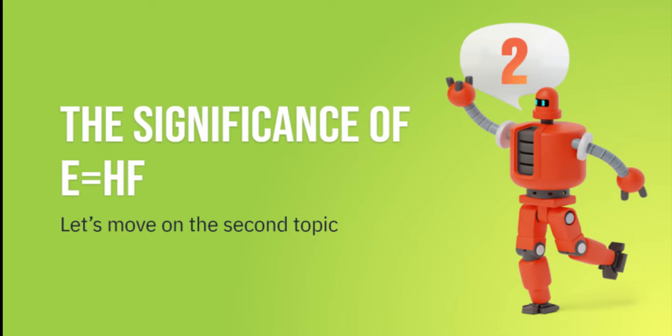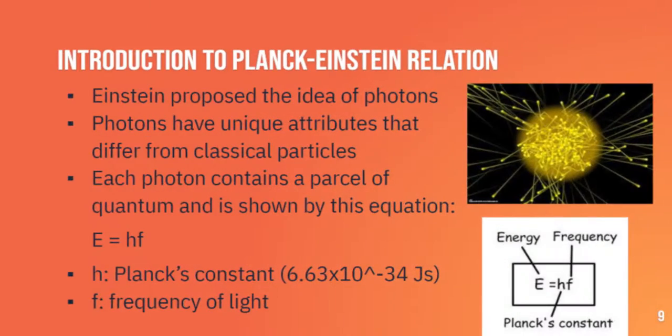Now I'm going to be talking about the significance of E equals hf. And the person of significance in this topic is none other than Albert Einstein. And you probably already know him, so I'm not going to introduce him. The formula E equals hf is also known as the Planck-Einstein relation. h stands for Planck's constant, which is equal to 6.63 times 10 to the power of negative 34. And f is the frequency.